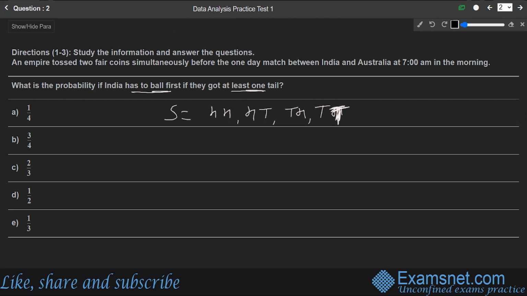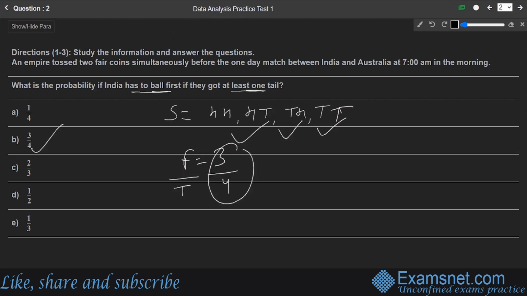So what are the favorable cases? They said at least one. So that has to be this case also, this case also, and this case also. All these three cases have at least one tail. So favorable cases are 3 and total cases are obviously 4. So the probability becomes simply 3 by 4.